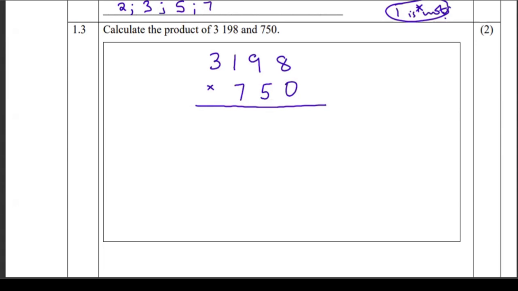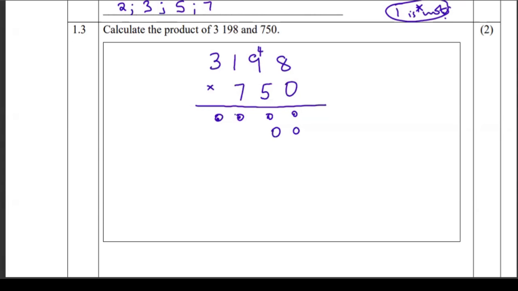Okay, so 0 times 8 is a 0. 0 times 9 is a 0. 0 and 1 is a 0. 0 and 3 is a 0. Okay, then I need to place a 0 under the position of the last digit, because this 0 is just a placeholder. Then I start with 5. 5 times 8 is 40. So I write the 0, I carry the 4.